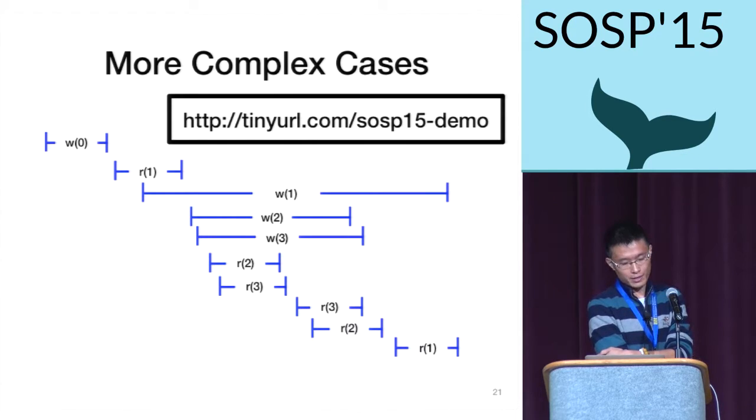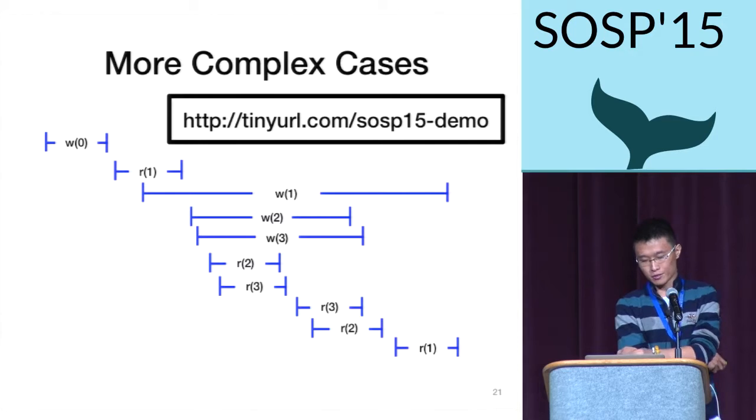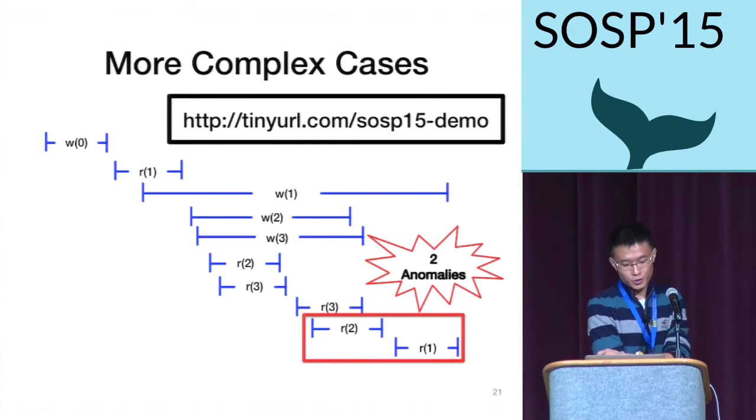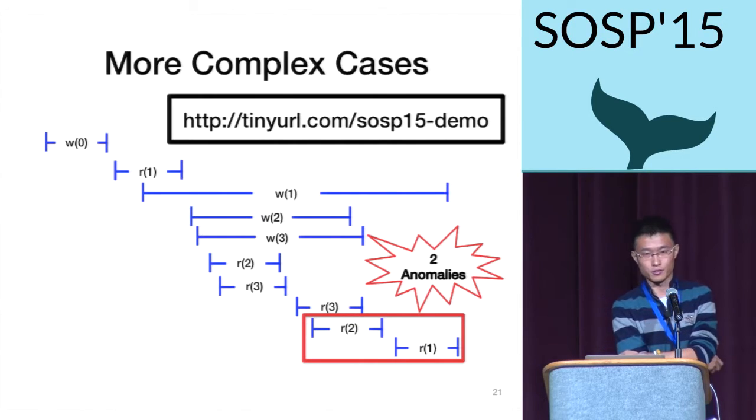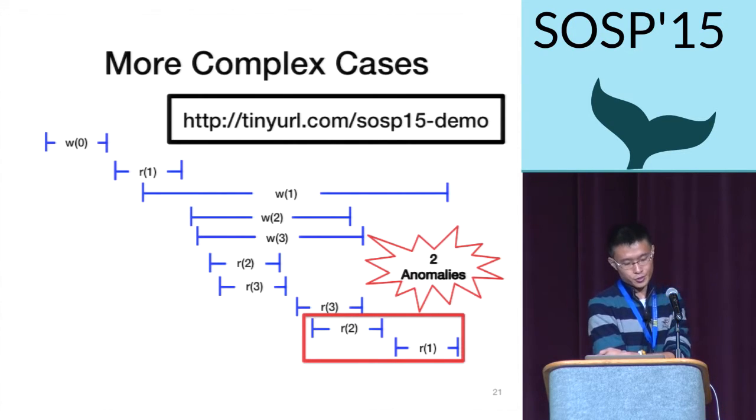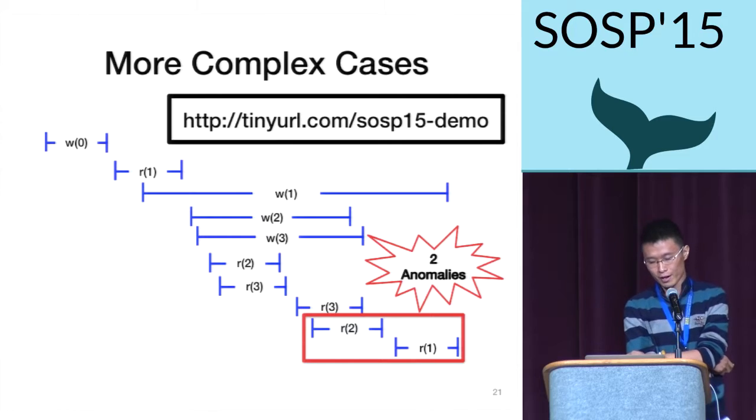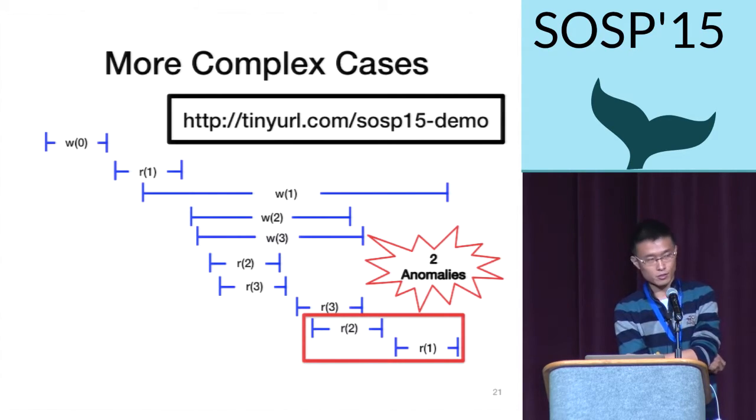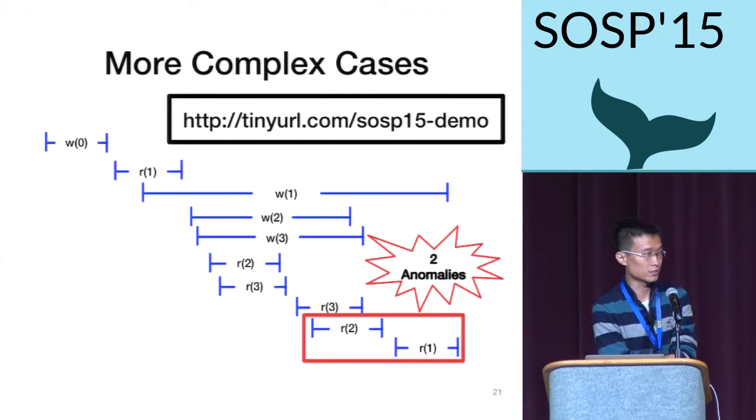Here's a more complex example where we have many concurrent operations. I can tell you there are two anomalies in this trace. One violates the real-time constraint and one violates the total order constraint. So I encourage you to check out this link at the top where we have a detailed demo that explains how our checker works. And it also contains a bunch of examples, from the simple ones to the complex ones.